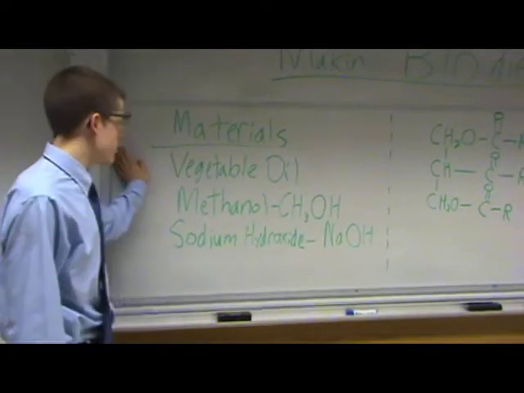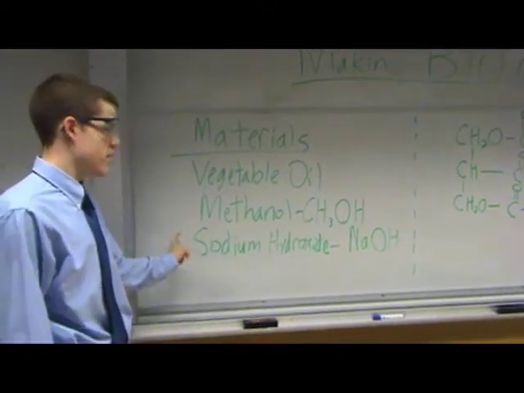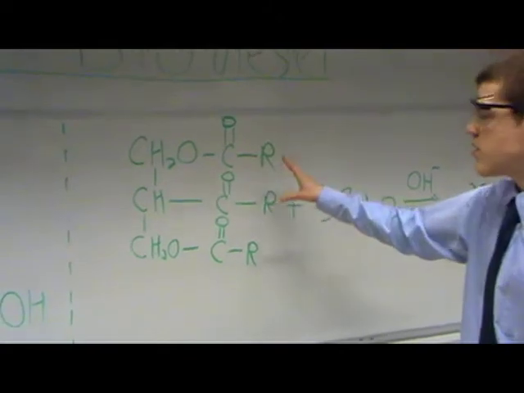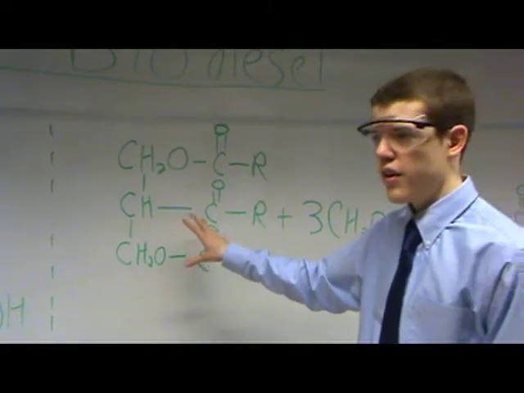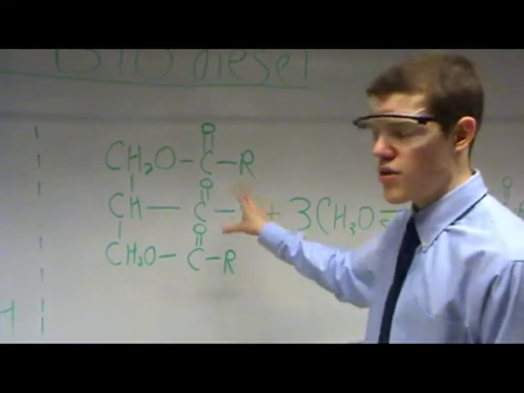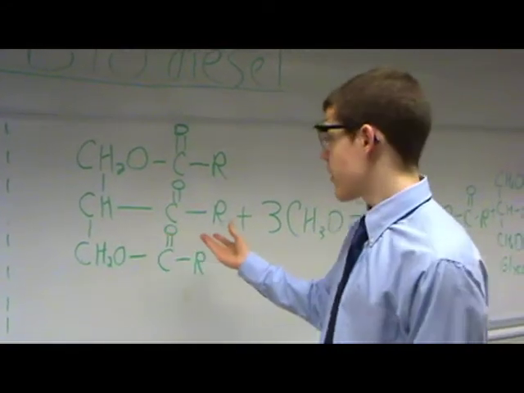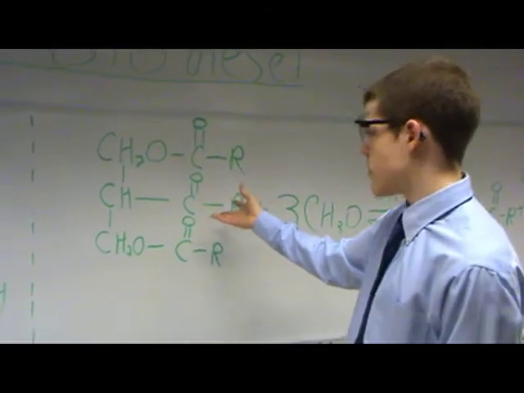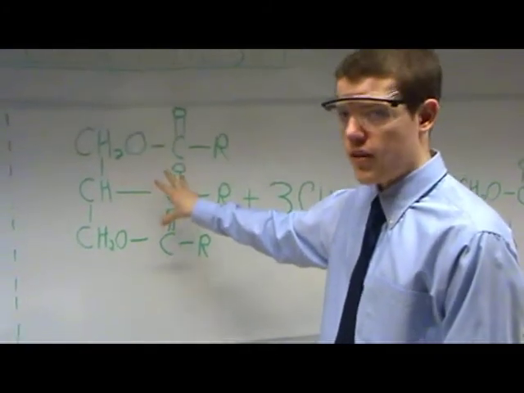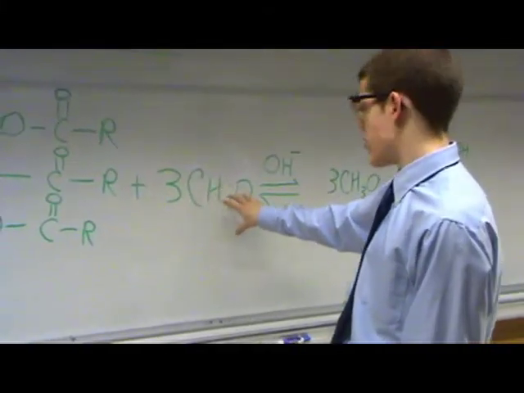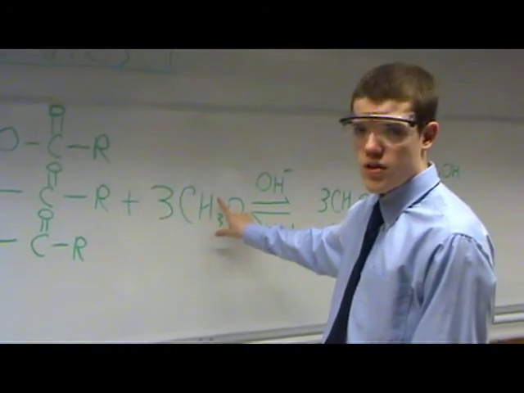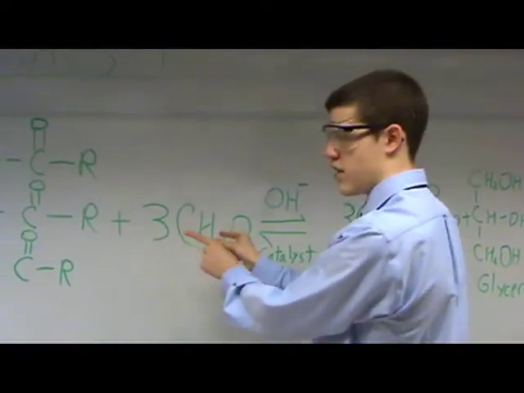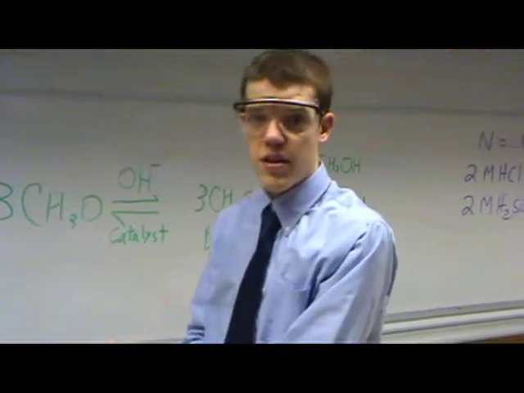So, I've already mentioned the materials. We need vegetable oil, we need methanol, we need sodium hydroxide. Now, we start with a base ester. This is essentially a structure of vegetable oil, and there's no particular given structure. It can change with a great number of different variables, but here's the base structure. So this is the vegetable oil molecule. We add that with 3CH3OH, which is our methanol. So the process of adding these two together and forming this product is known as transesterification.